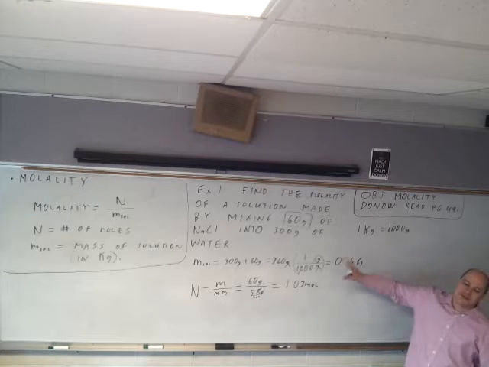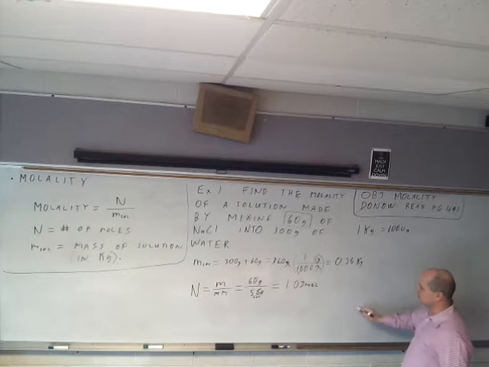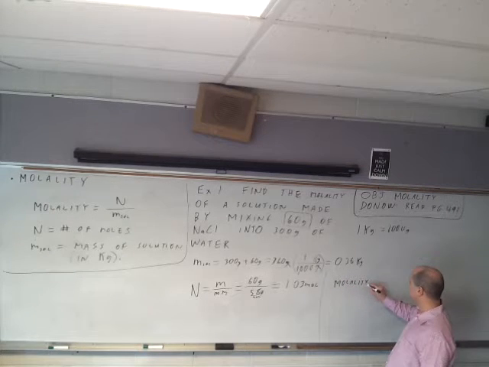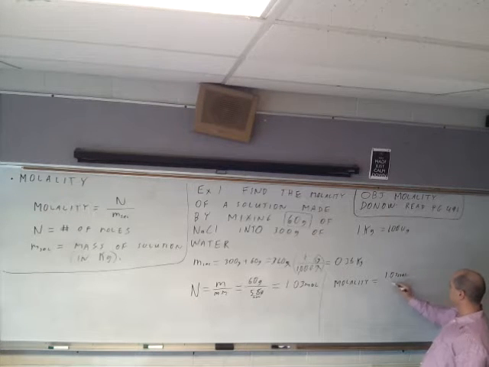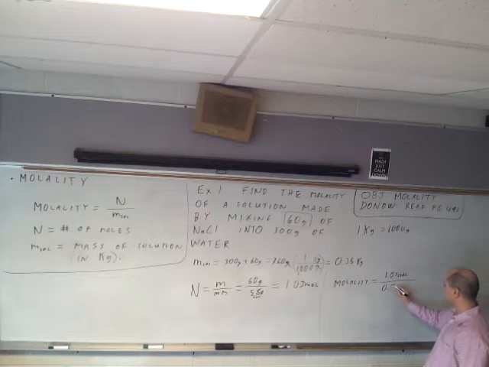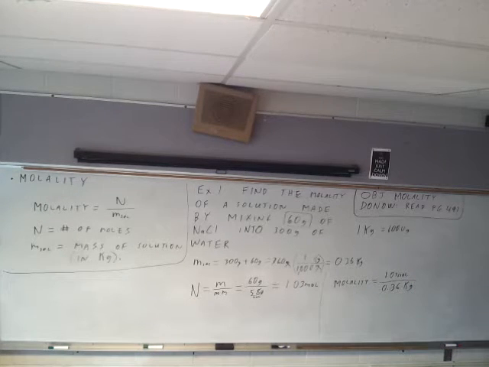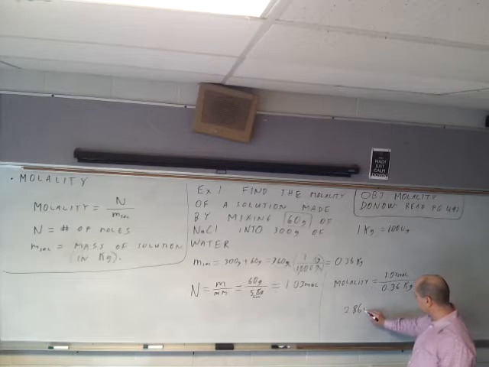All right. We did these two, right? But we have to find molality, so we've got to plug it into this equation now. So this is the last step, the goal here. So make some space here. Molality equals N over mass. So it's going to be 1.03 moles divided by 0.36 kilograms. Now what's that come out to? 2.86, and the unit is going to be molal.